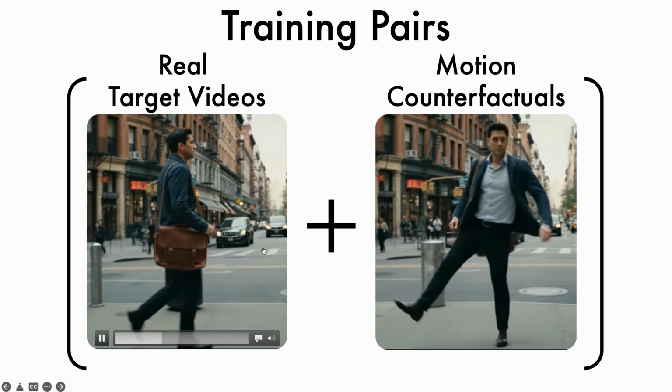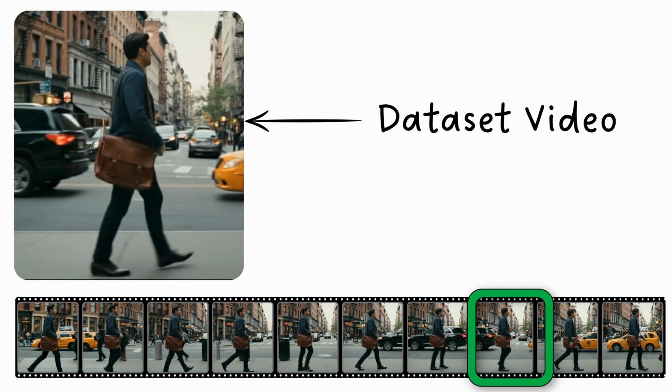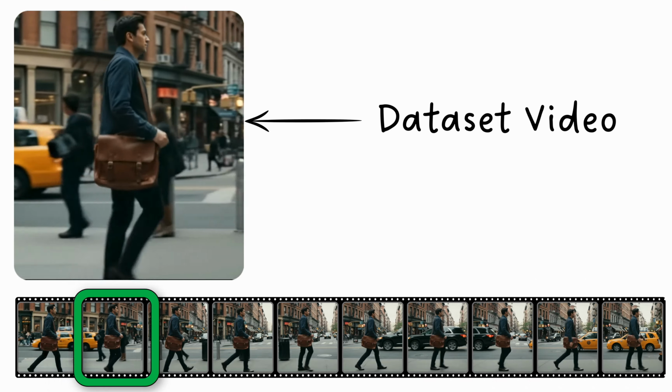Using pairs like this, we can train our model. But how do we actually get these motion counterfactuals? Well, we derive them from our dataset. So suppose we have this video from our dataset.